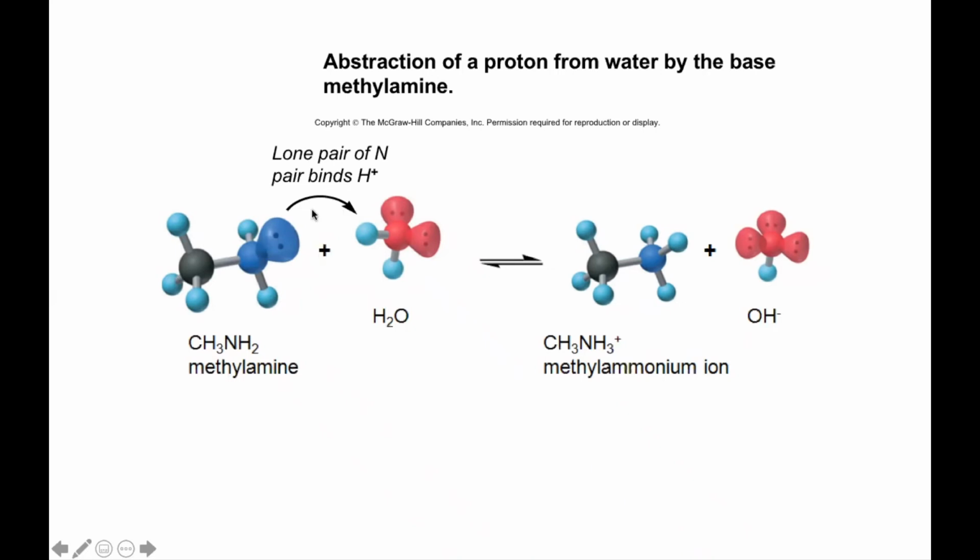And so the lone pair on nitrogen binds to the H plus. Here's the lone pair, it gets this H plus, takes it from the water and forms the methylammonium ion and leaves us with a hydroxide. The hydroxide anion is, of course, the one which is going to increase our concentration of hydroxide ions in solution and therefore going to increase the pH.